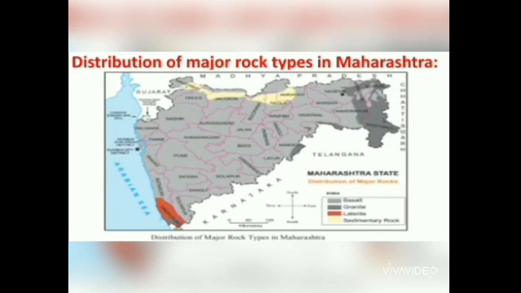Observe the following map and answer the questions given. The questions will be sent to you in the PDF. Name one district in eastern Maharashtra where only granite is found. The answer is Gadchiroli.